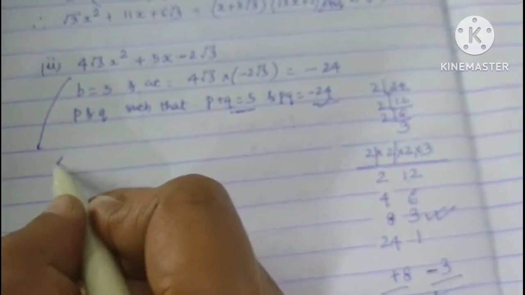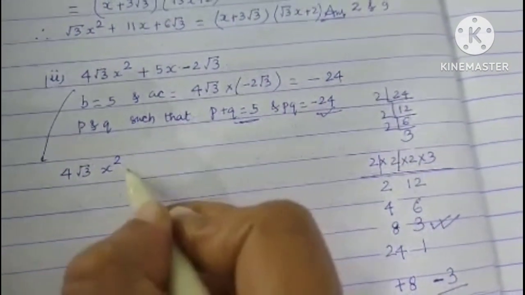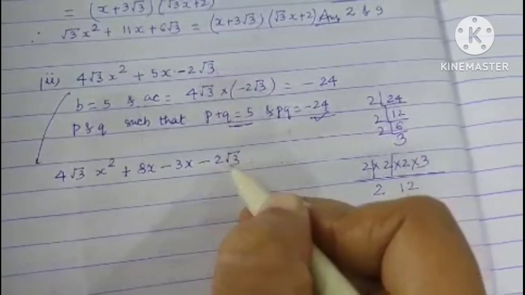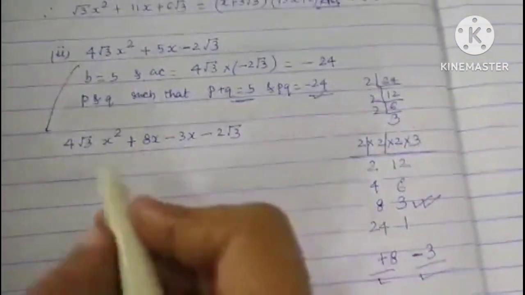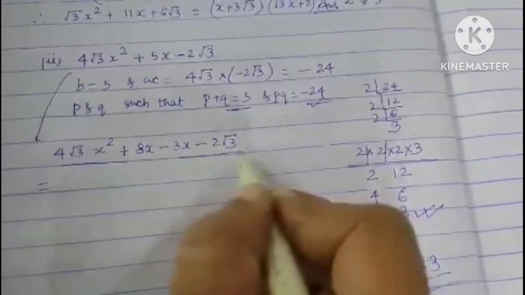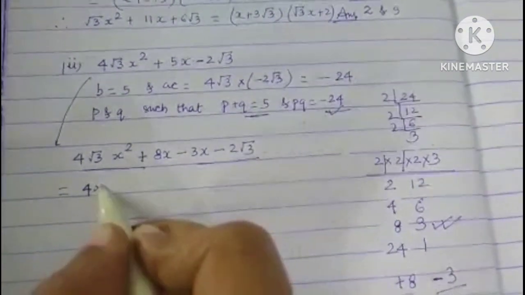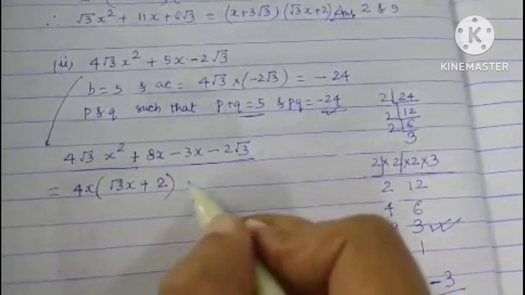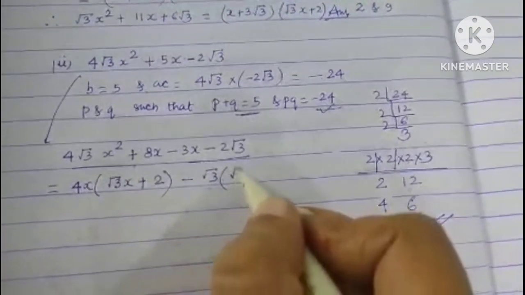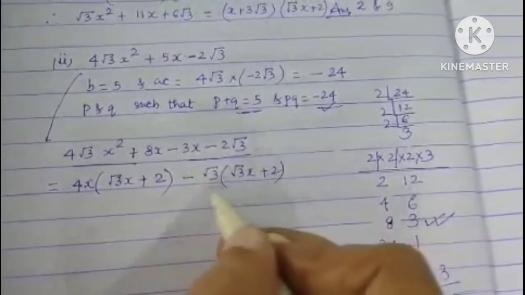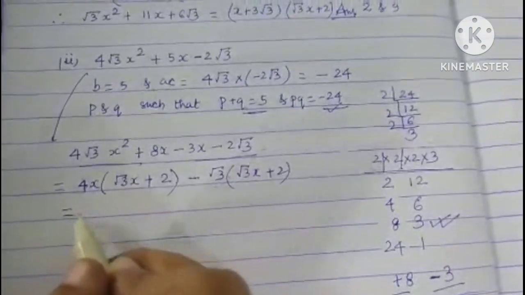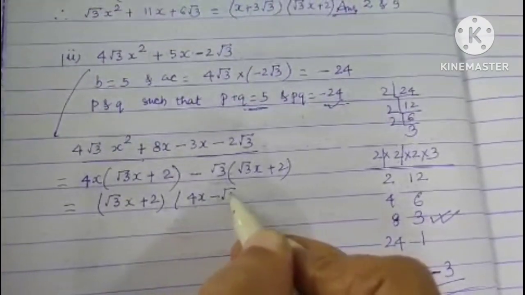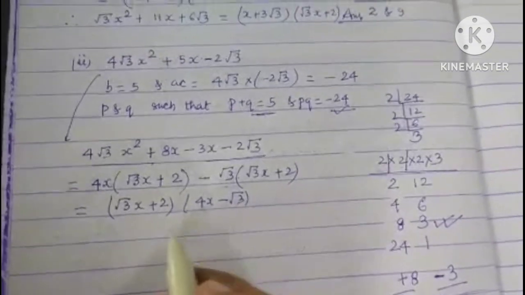Now this expression will become 4 root 3 x square plus 8x minus 3x, and this minus 2 root 3 we will keep like this. Now we make the grouping and take common 4x. So root 3 x plus 2, minus root 3 and root 3 x plus 2. This minus minus will be minus. Now it will be root 3 x plus 2 and here 4x minus root 3. This is the simplified form or factorized form.